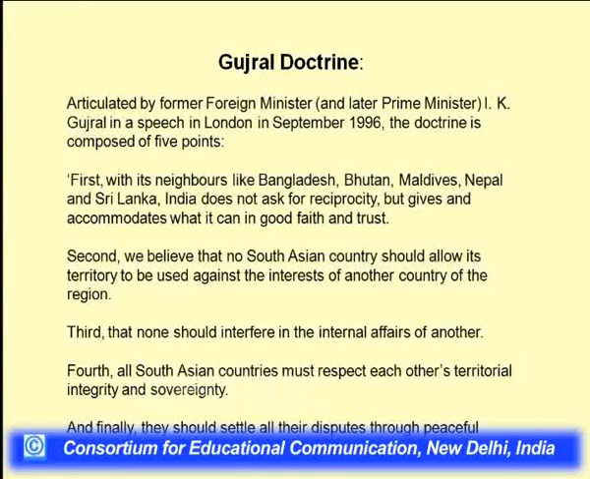aspect of this doctrine was that no South Asian country should allow its territory to be used against the interest of another country of the region. The third was that none should interfere in the internal affairs of another. And the fourth point, all South Asian countries must respect each other's territorial integrity and sovereignty. And finally, they should settle all their disputes through peaceful bilateral negotiations.